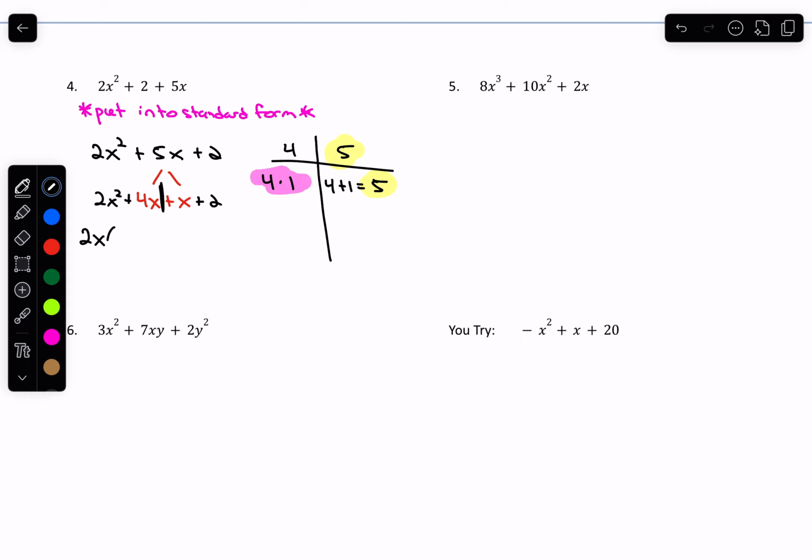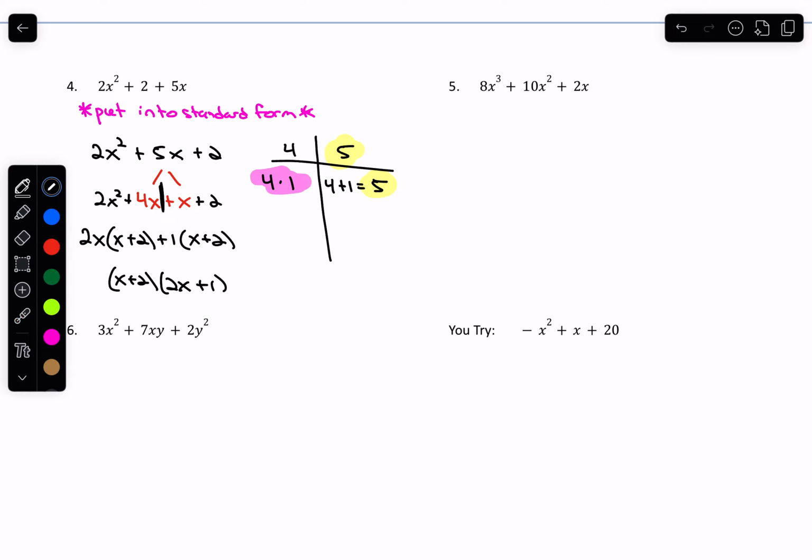I can pull a 2x out of the first group, which leaves behind x plus 2. Notice the second group already is x plus 2, so I'm going to pull out a 1, which doesn't change anything, but it reminds me that in this next step, when I pull the x plus 2 to the front, I have 2x plus 1 left behind. A lot of students, if they don't write this 1 here, will forget to put the 1 in the next step. So I like to write the 1 every time, it just keeps me on track.